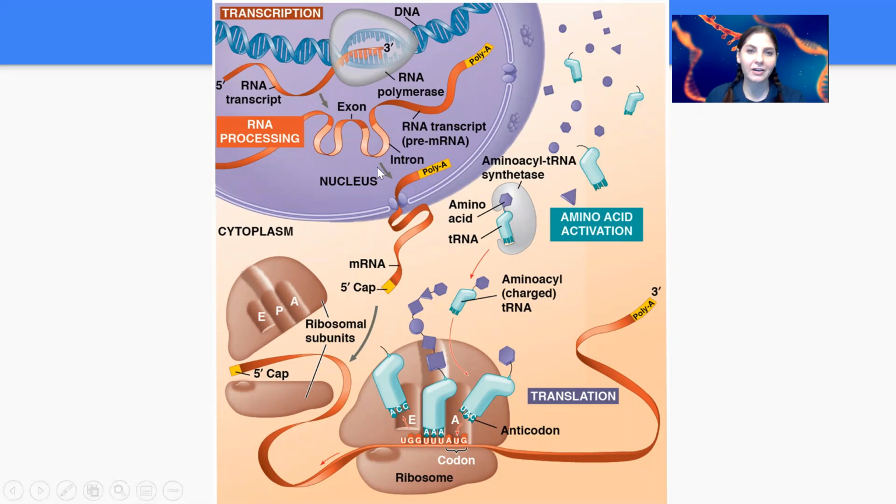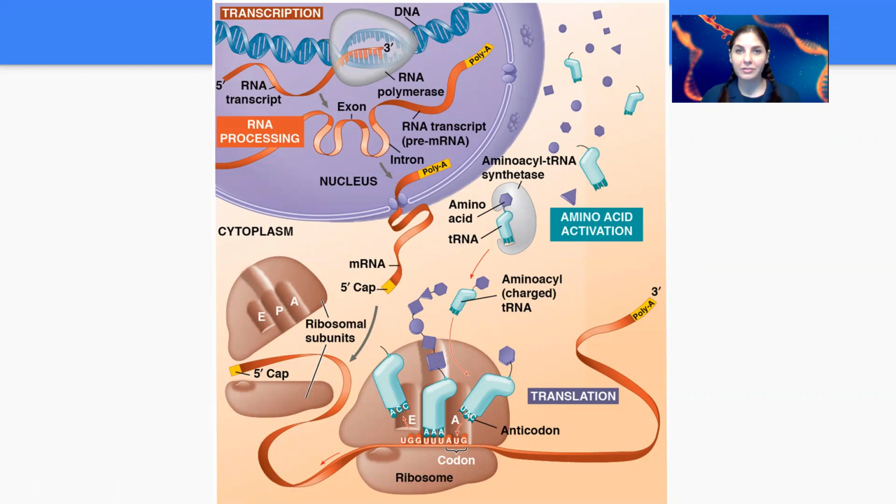So the messenger RNA strand has been processed. We have that poly A tail, and we have that 5' G cap, as well as only the exons. That exits the nucleus, and then it is able to be synthesized. So this is going to find a ribosome.